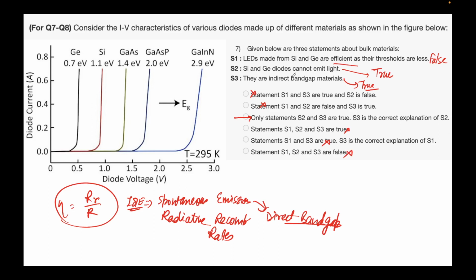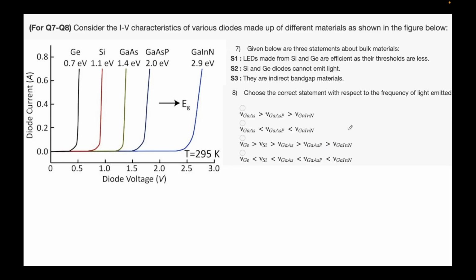Again, because silicon and germanium are indirect bandgap materials, they will not emit light efficiently, and thus we do not make LEDs out of silicon and germanium. We make them out of gallium arsenide or gallium nitride, all right, or their alloys. So for instance, this is a ternary semiconductor, gallium indium nitride. Okay, all right. So this was the first problem that we saw. We have solved this. So this was true, this was true, and this was false.